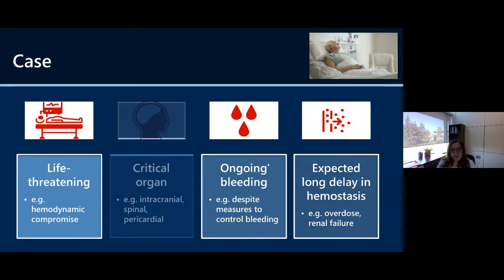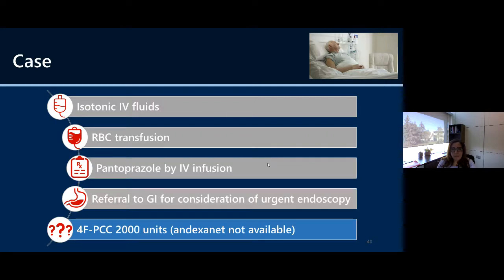So if we go back to our case, this patient had life-threatening bleeding. It was ongoing, and we expected him to have a long delay in hemostasis because of his acute kidney injury. And so this patient, managed appropriately, acutely in the emergency department, was also administered 4-factor PCC, 2,000 units. This would have been at max here. It would be 50 units per kilogram as per protocol.